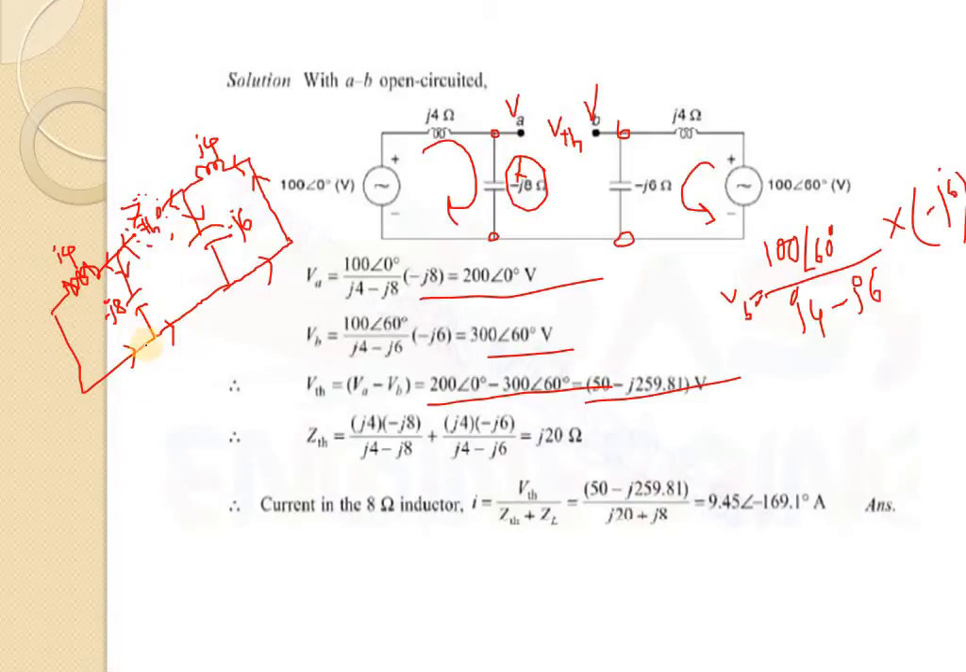How can we calculate this total impedance ZTh? It will be just like j4 into minus j8 divided by j4 minus j8.